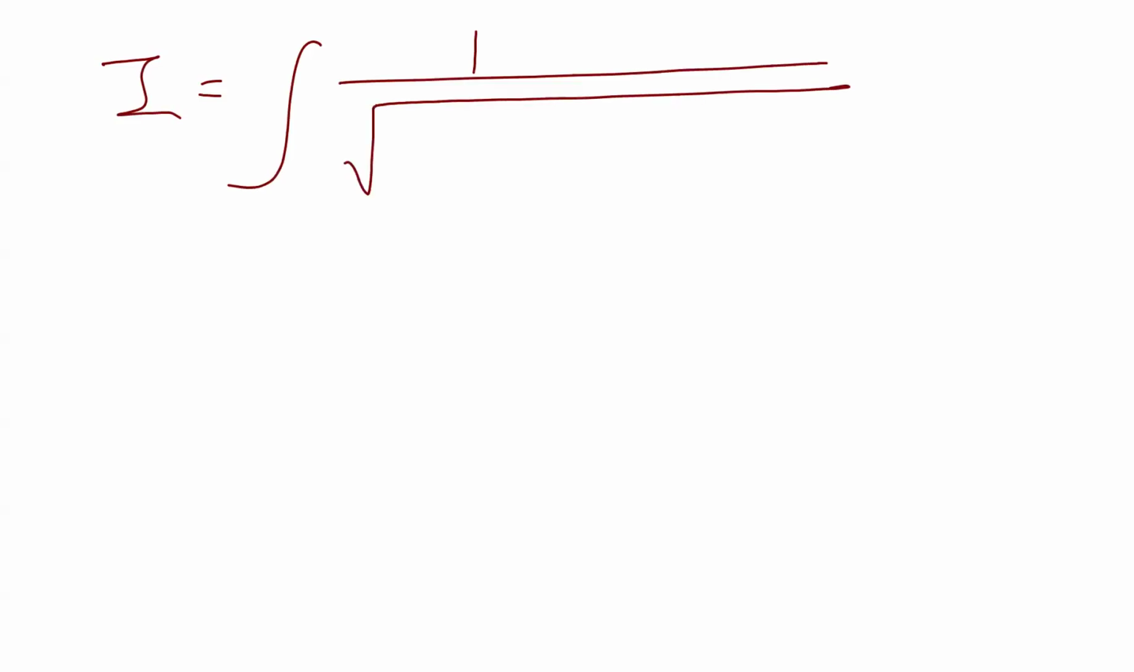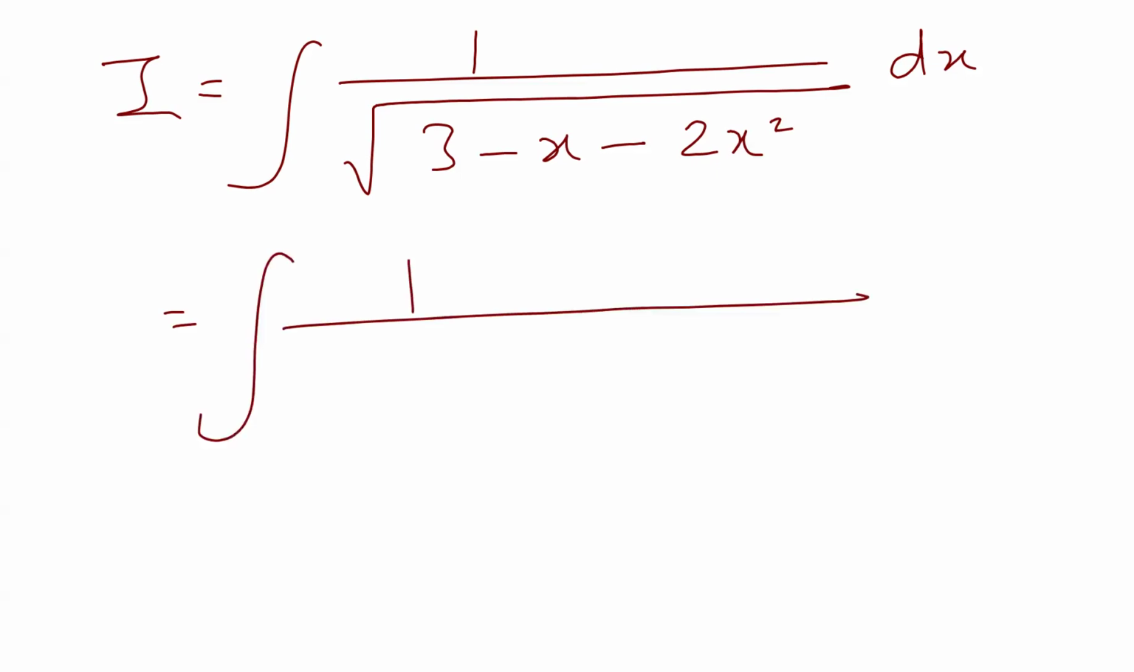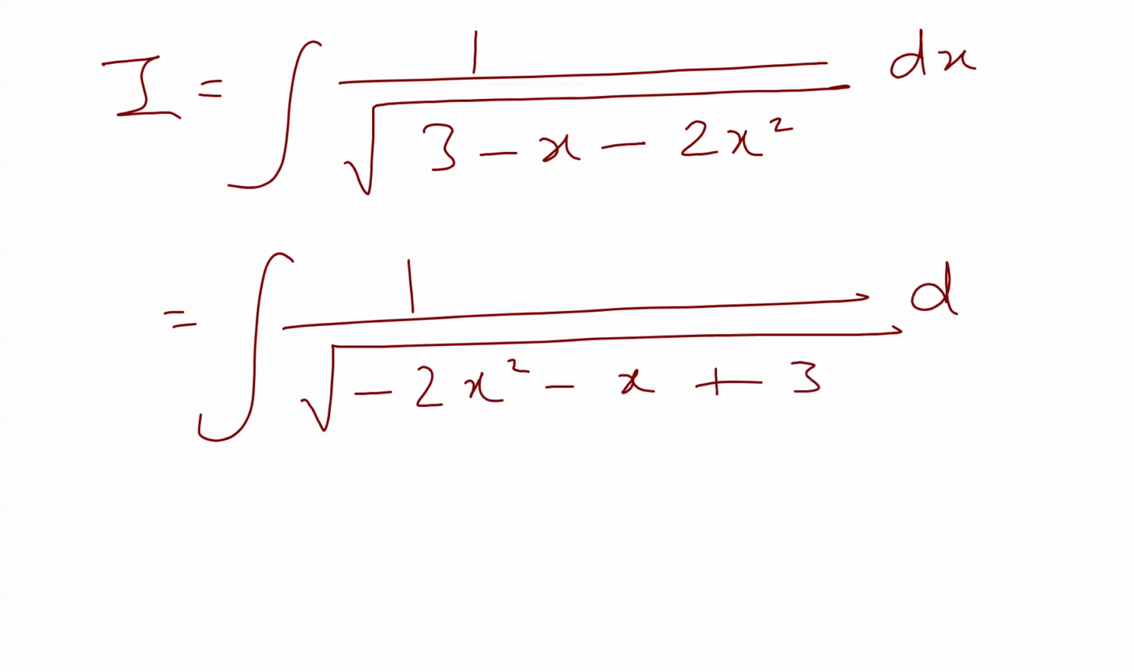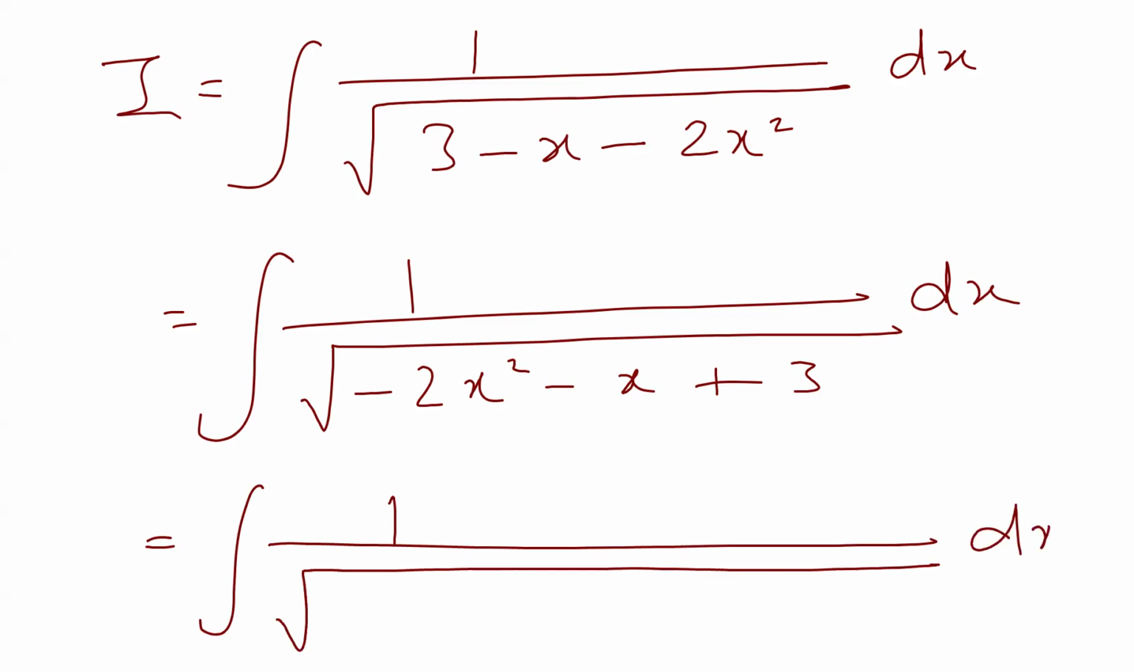We'll take one more variation of the similar category. Integration of 1 upon root of 3 minus x minus 2x square. Okay. So first rearrange: minus 2x square minus x plus 3. Coefficient of x square is minus 2. So eliminate minus 2: minus x upon minus 2, 3 upon minus 2. Okay.